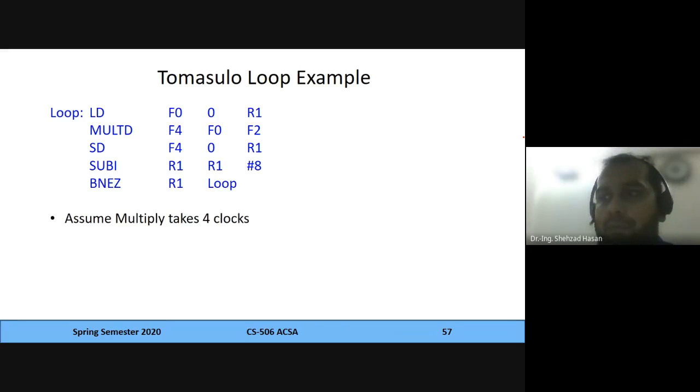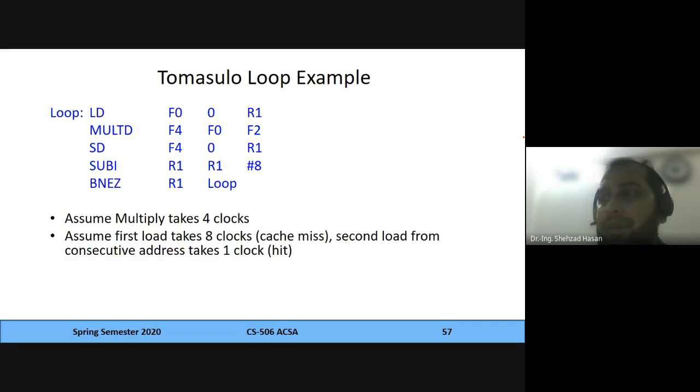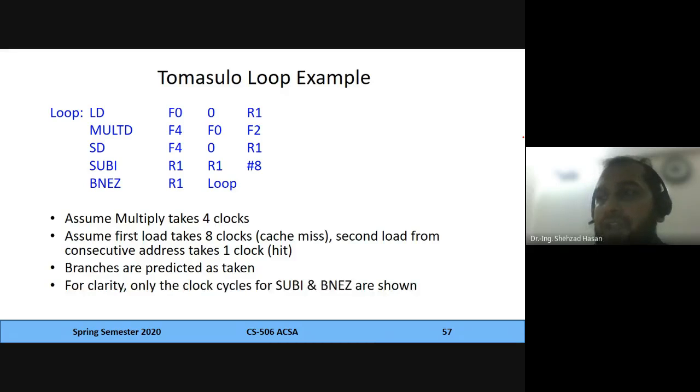Now we are going to assume that instead of 10 cycles of multiply, we take 4 cycles of multiply. We are also going to assume that the first load is going to take 8 clock cycles because it resulted in a cache miss. But the second load, because it's part of the same block, is going to take just 1 clock cycle, because that would be a hit. Now these are assumptions before we go to the program. Branches are predicted as taken, right? And for clarity, we are going to show only the first 3 instructions, which are the floating point instructions in our program.